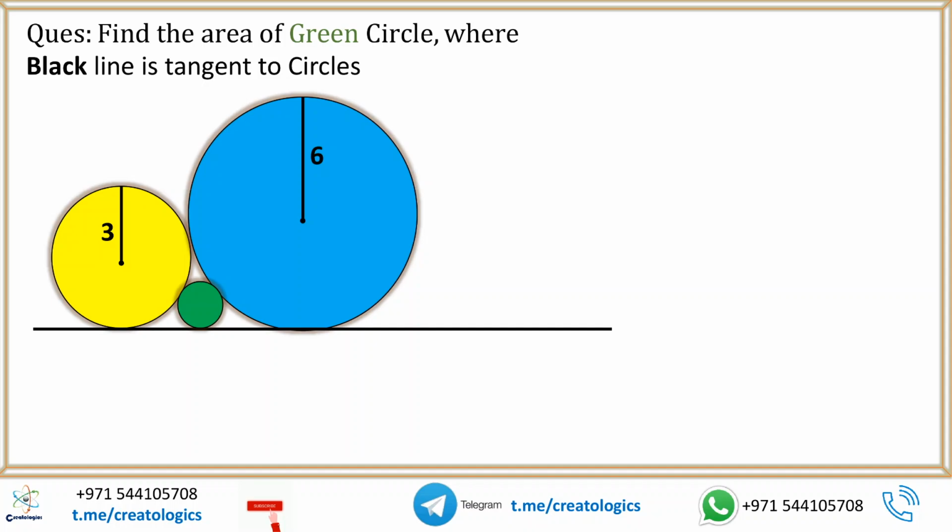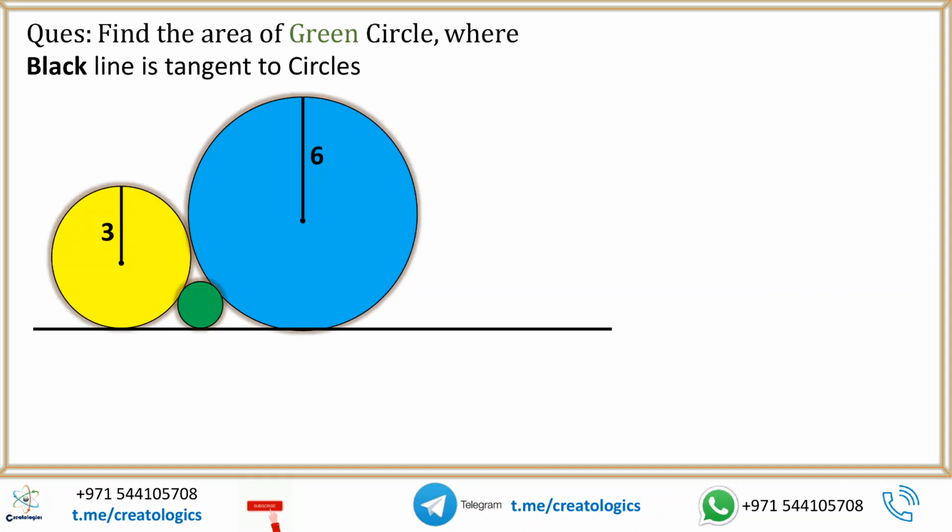In this session, we have to find the area of this green circle. The information given to us is that all three circles are touching each other, and this black line is a tangent to all these circles. The radius of the yellow circle is given as 3 units and the radius of this blue circle is given as 6 units.